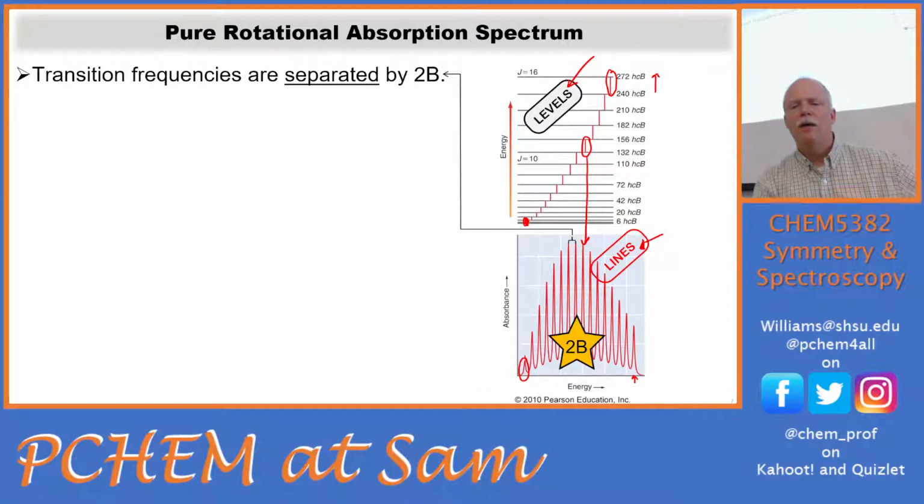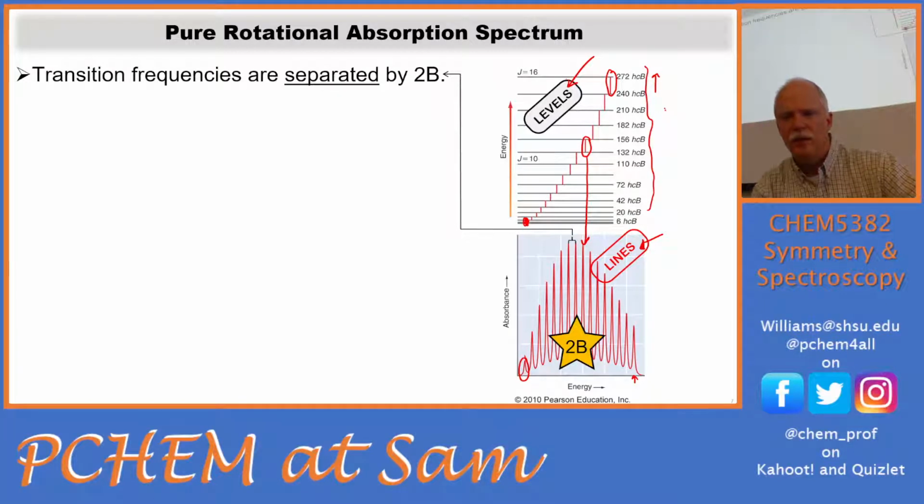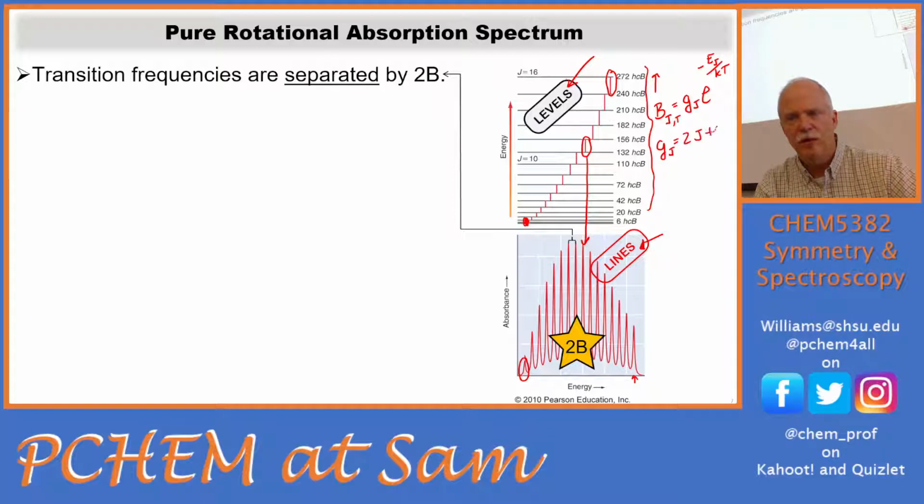Okay, so the degeneracy of these particular levels. So remember the Boltzmann factor of J and T is equal to G sub J e to the minus E J over kT. Is everybody clear on that? Boltzmann factor? Okay. Now G sub J is equal to 2J plus 1. So it's a function now. And it's a function of the J quantum number.